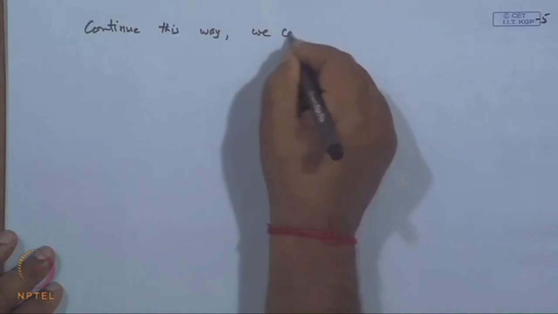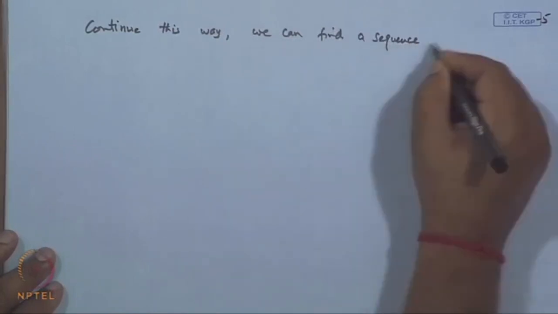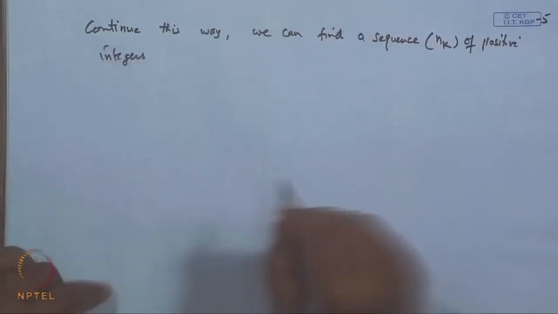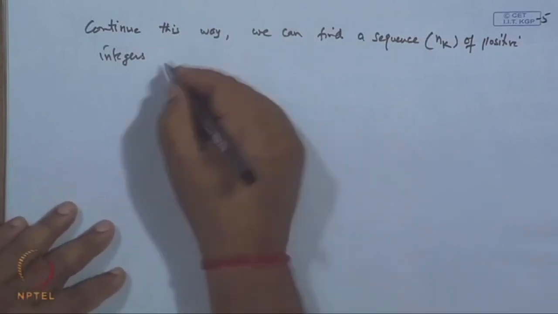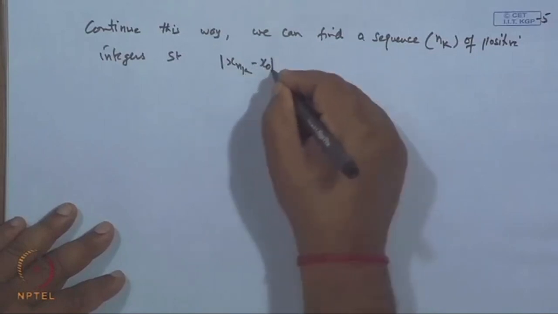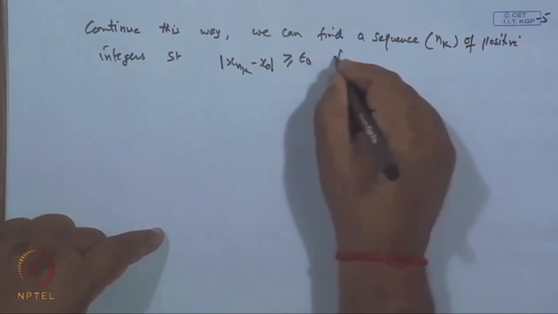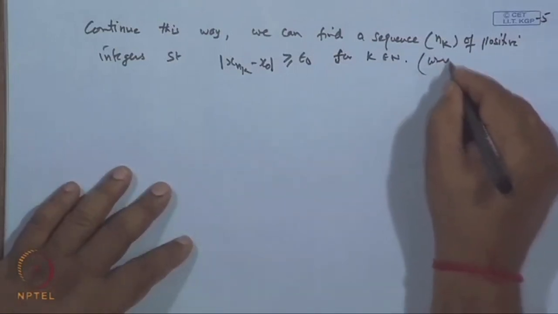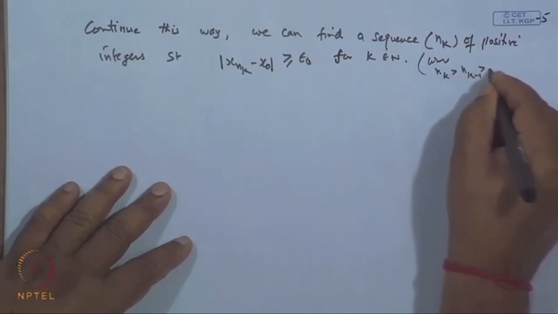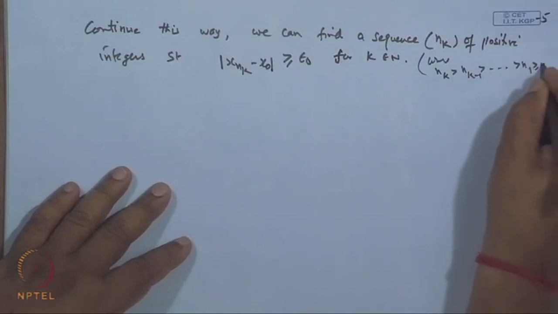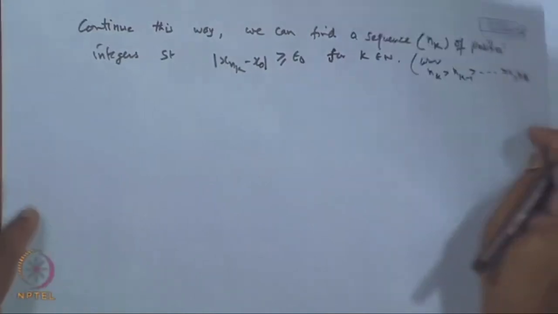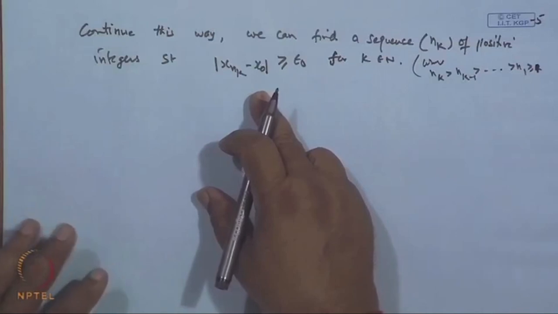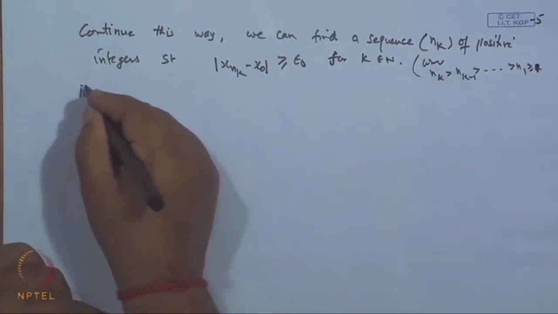So, continuing this way, we can find a sequence n k of positive integers such that mod of x n k minus x is greater than or equal to epsilon naught for all k belonging to N, where n k is greater than n k minus 1 and so on, greater than n 1, which is greater than or equal to 1. So, we can identify this sequence, clear? And this shows that the third condition is valid, equivalent. Okay. So, now third implies first.